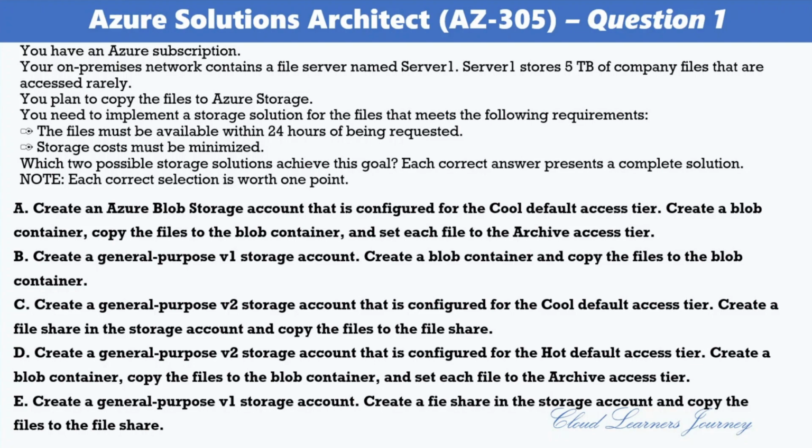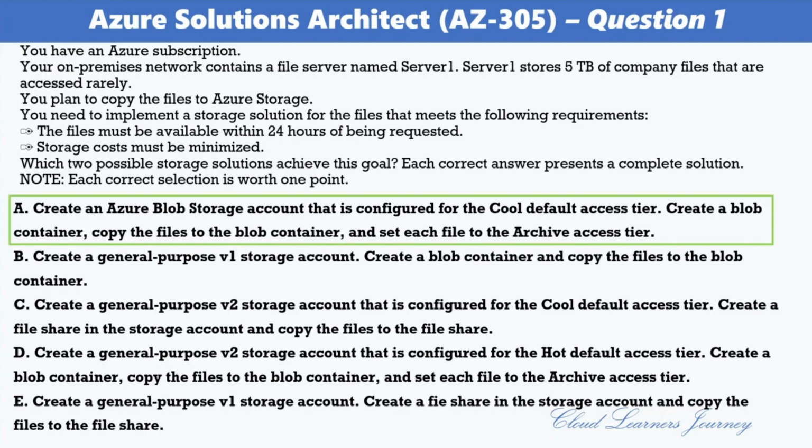E. Create the general purpose V1 storage account, create a file share in the storage account and copy the files to the file share. Correct options are A. Create an Azure Blob storage account that is configured for the cool default access tier. Create a blob container, copy the files to the blob container and set each file to the archive access tier. D. Create a general purpose V2 storage account that is configured for the hot default access tier. Create a blob container, copy the files to the blob container and set each file to the archive access tier. To minimize costs, archive tier is optimized for storing data that is rarely accessed and stored for at least 180 days with flexible latency requirements.